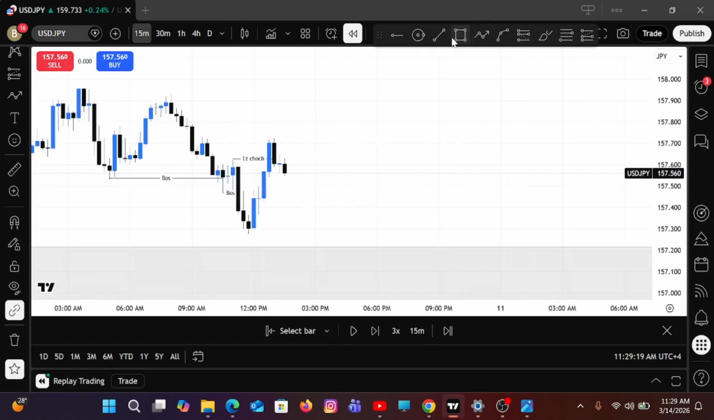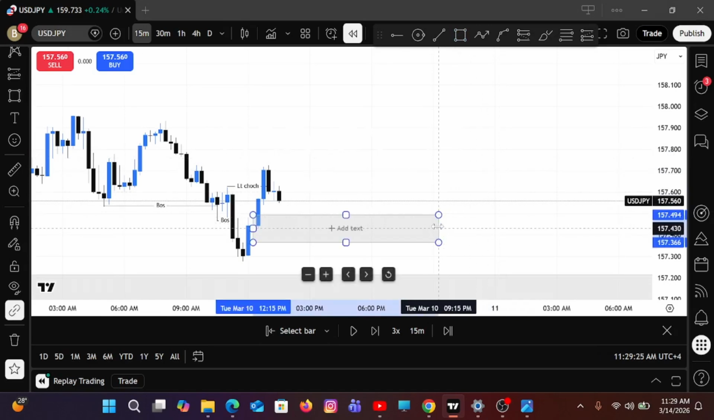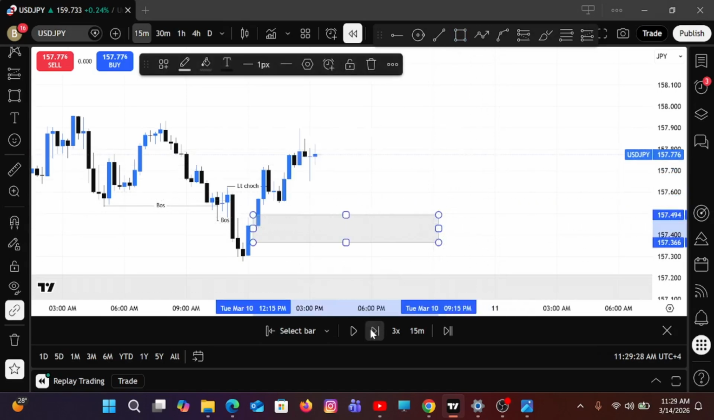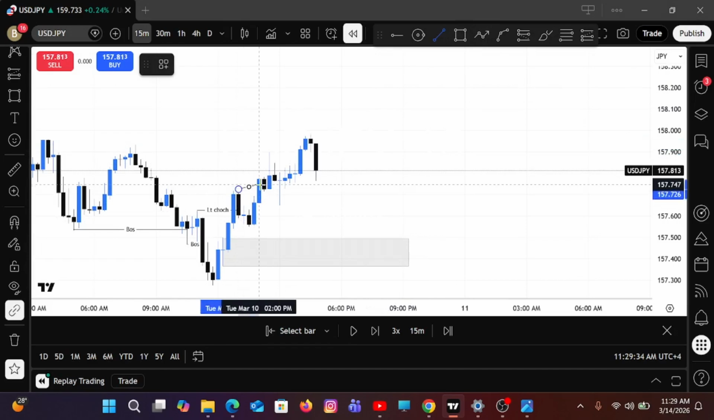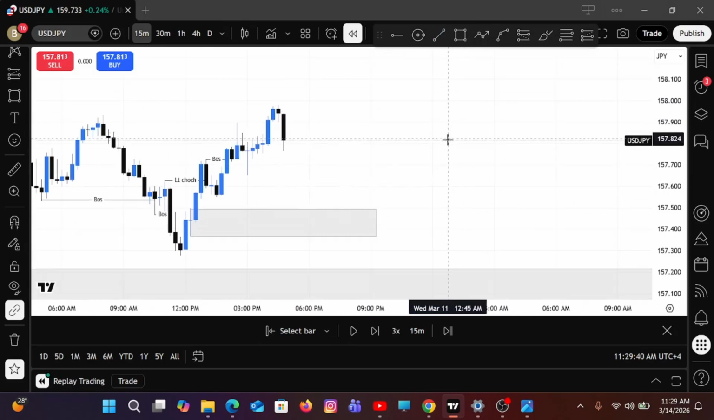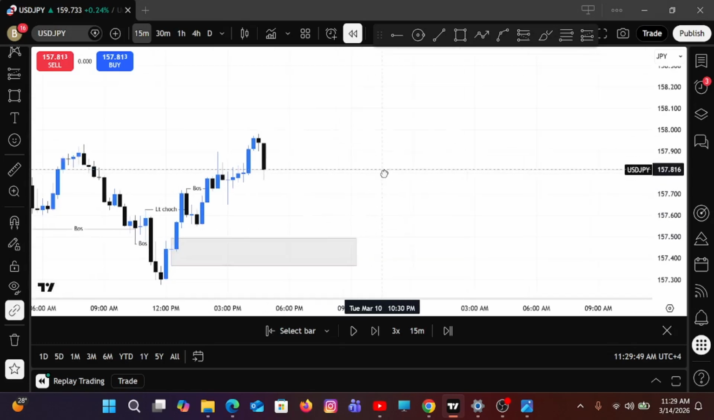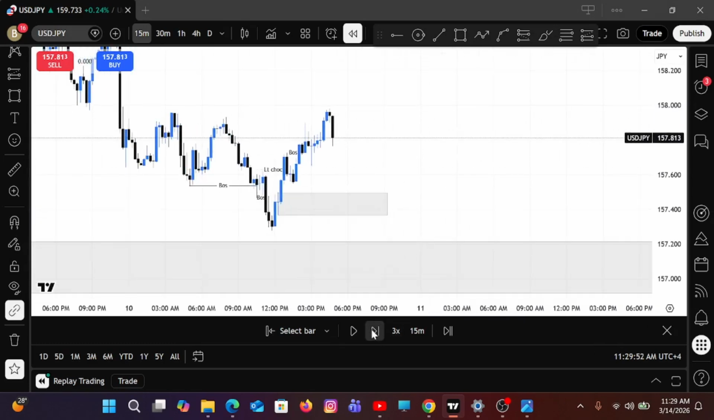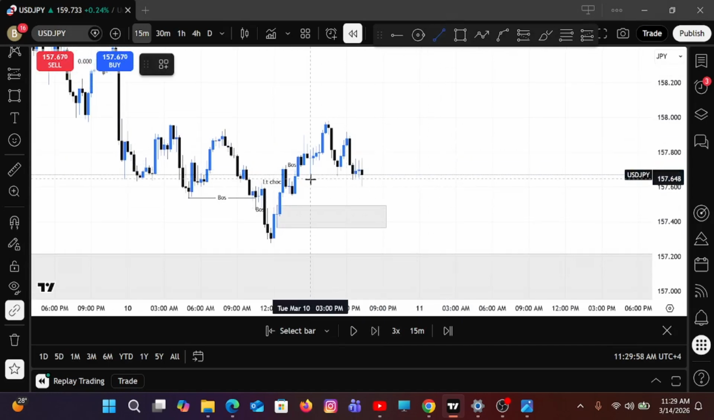So what I'm waiting for is for the market to come back to fill this gap, then I'll be buying. So I wait. The market has created another tiny break of structure to the upside. But I'll still be waiting because this is the zone, this is the order block which I want to be buying from. This will be considered as liquidity.